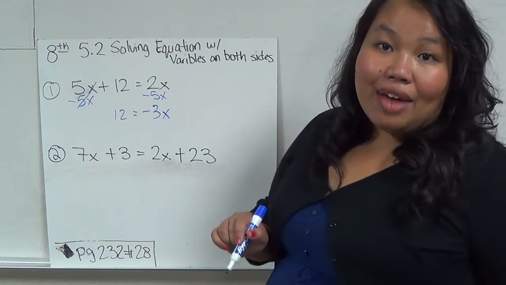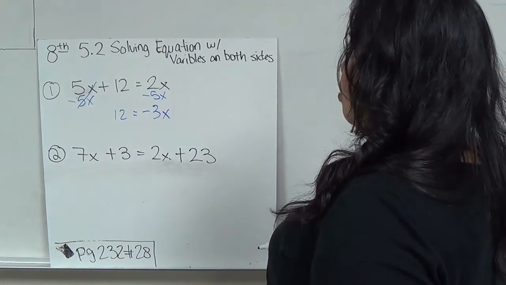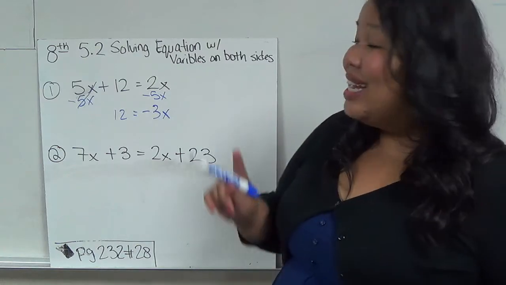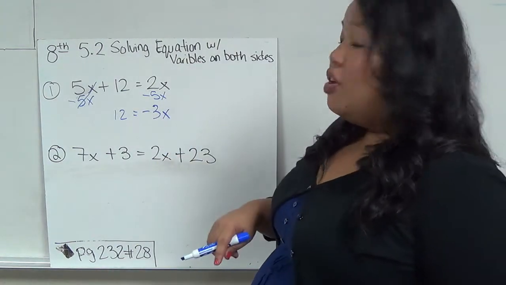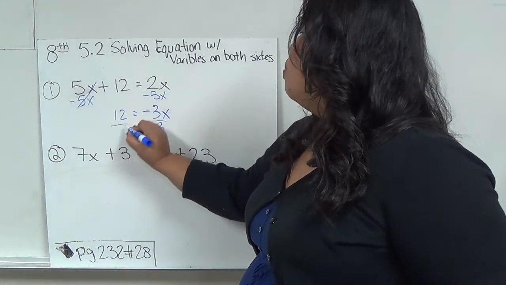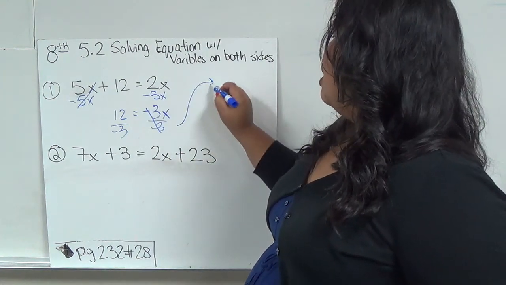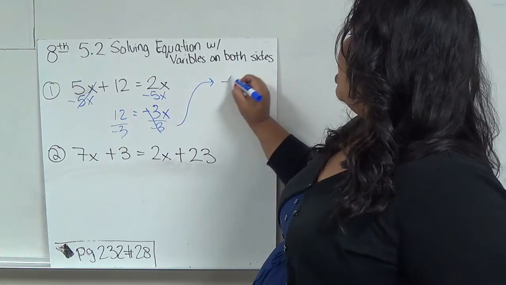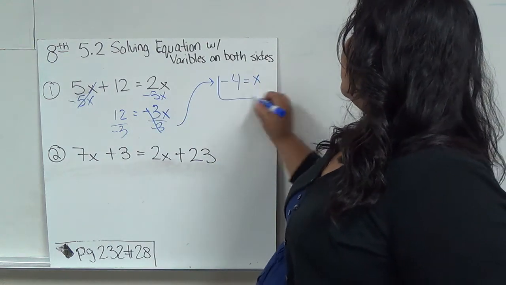And now I have the x all on one side, and now I have to get rid of its final friend, which is negative 3. Well, negative 3 is connected to x by multiplication. So I have to get rid of it by division. And what I do to one side, I have to do to the other. So this cancels out, and it gives me 12 divided by negative 3, which is negative 4. And on the other side of the equal sign is just x.